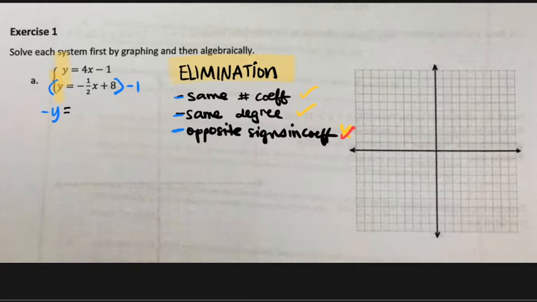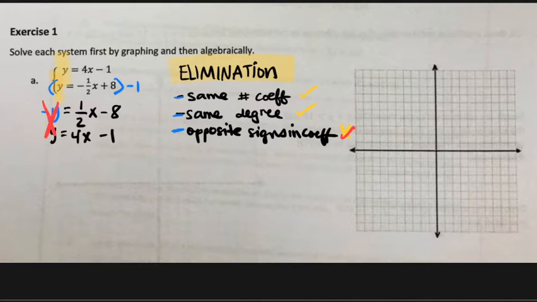But what you have to remember as you do this, and this is a common mistake, is you also have to distribute this negative across all terms. So this all of a sudden is going to be negative 1/2 times negative 1, which is going to give you a positive 1/2 x. And this is going to end up being a negative 8. So it is going to change the rest of your equation as well.